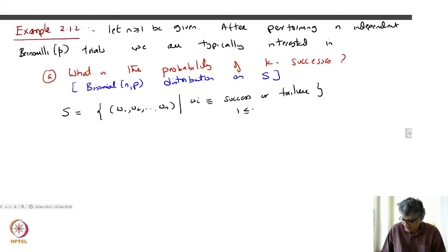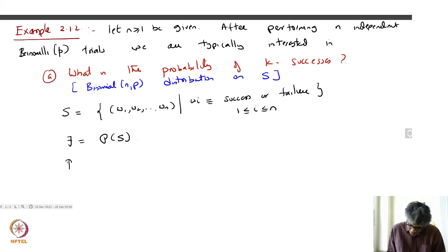This for 1 ≤ i ≤ n. So your experiment you perform n times. Each time you get a success or a failure. This is something that you keep in mind. Very good. So that's your set. And then again your event space is equal to the power set of S.